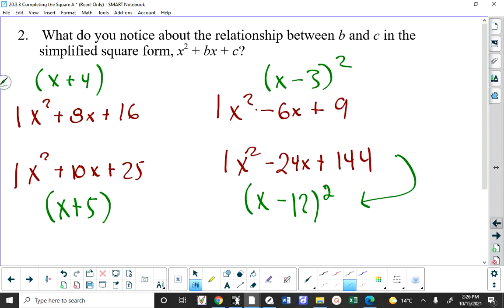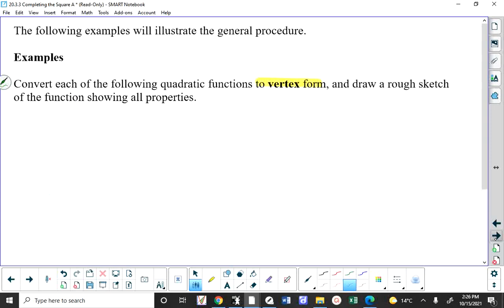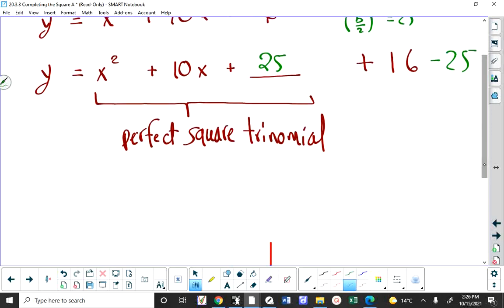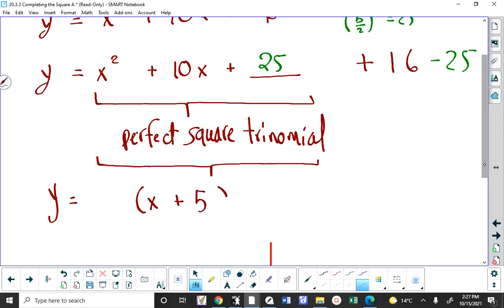But if you just think square root, people are going to go, oh, well, the square root of 9 is 3, and they'll write plus 3. So the bottom line here is, when we now rewrite this whole thing, this perfect square trinomial is going to become (x + 5) squared.